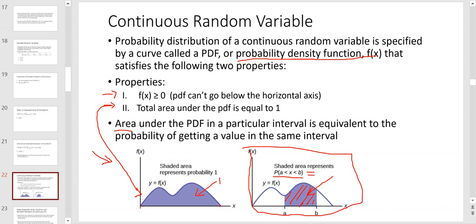Okay. Another thing I want to mention here before I move on is that in the continuous case, there is no difference between less than or equal to, greater than or equal to. There was a difference in discrete random variables. The difference here is that there is no area at any particular point. There is only area once you look at an interval.